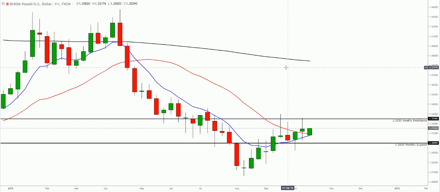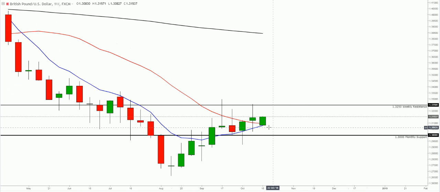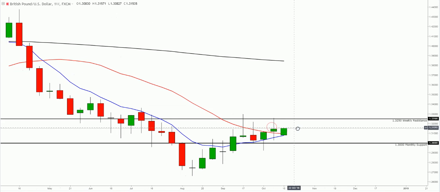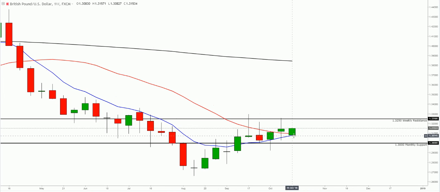If we look at the weekly time frame, then yeah, that uncertainty I mentioned a second ago was backed up. There was a meeting over this weekend that failed, and it did cause further uncertainty.